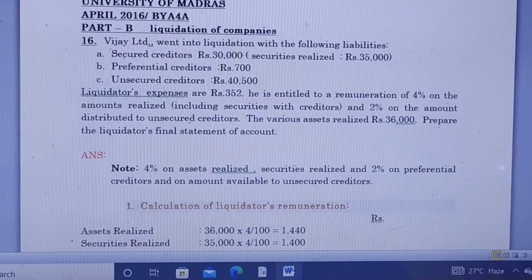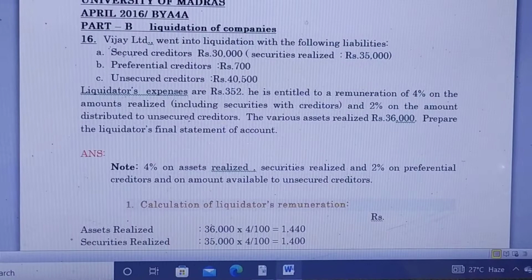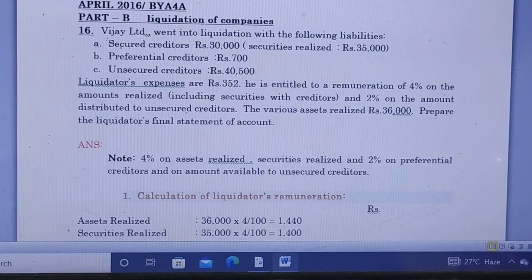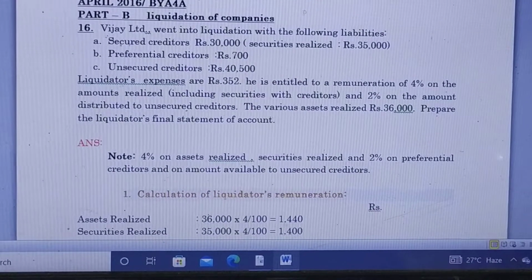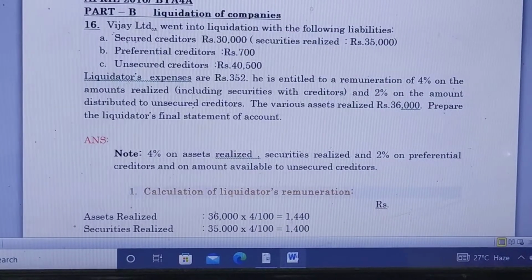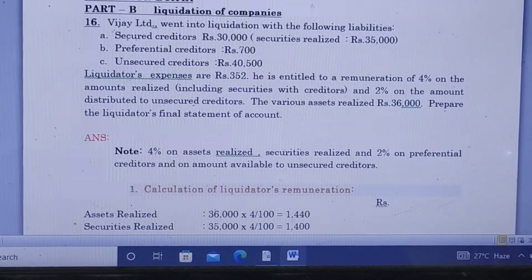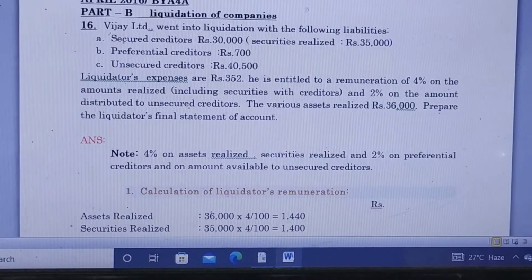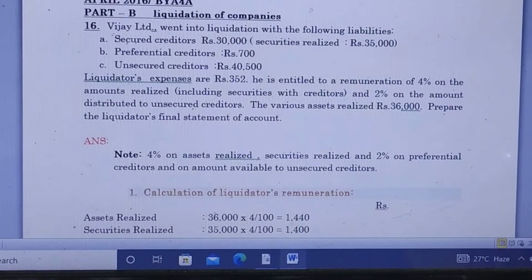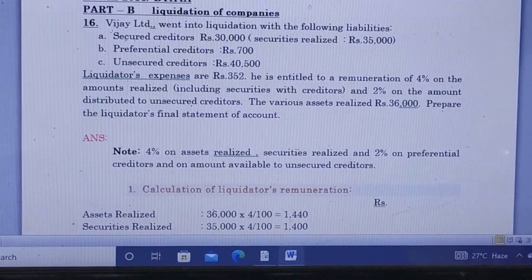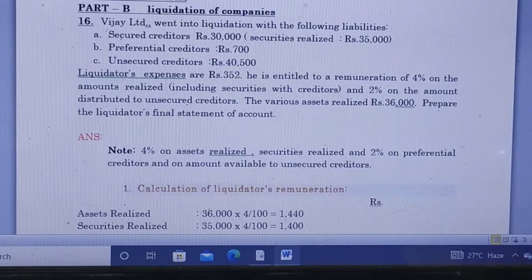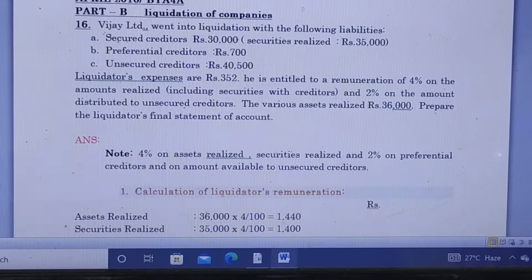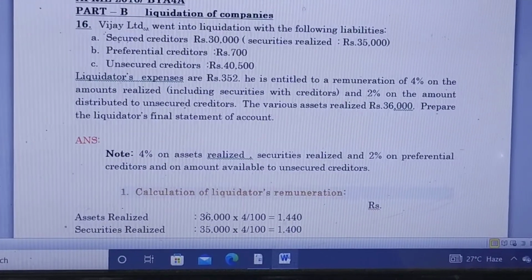Vijay Limited went into liquidation with the following liabilities. Secured creditors rupees 30,000 (securities realized rupees 35,000), preferential creditors 700, unsecured creditors rupees 40,500, liquidator's expenses are rupees 352. He is entitled to a remuneration of 4% on the amounts realized (including securities with creditors), and 2% on the amount distributed to unsecured creditors. The various assets realized rupees 36,000. Prepare the liquidator's final statement of account.